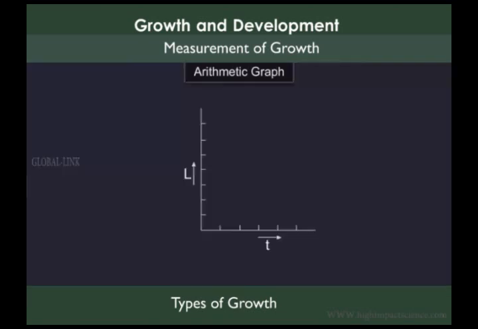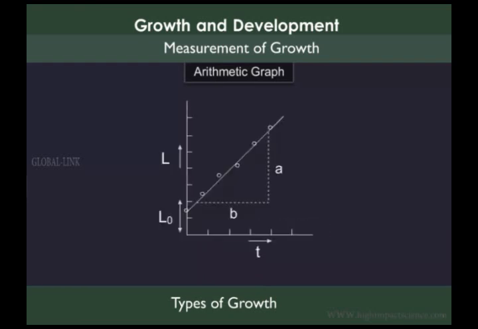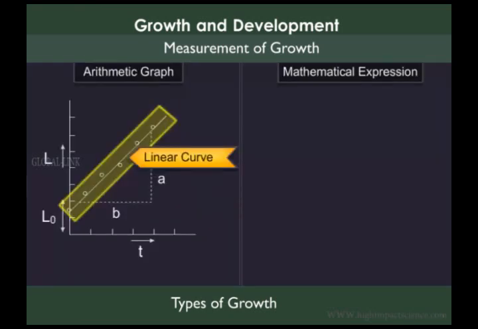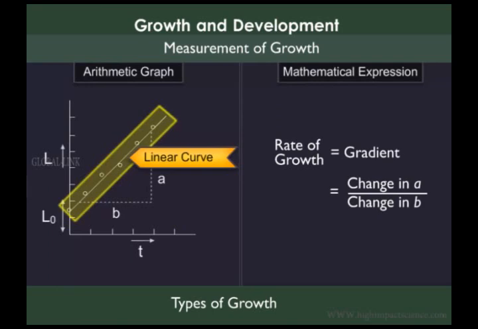If we plot a graph of length against time for the growth of a root, we will obtain a linear graph. The rate of growth is given as the gradient of the graph.